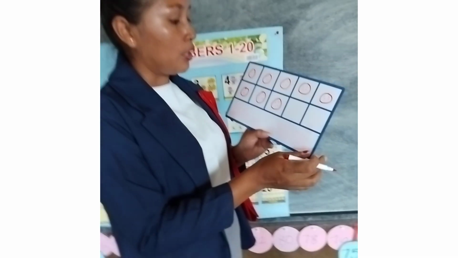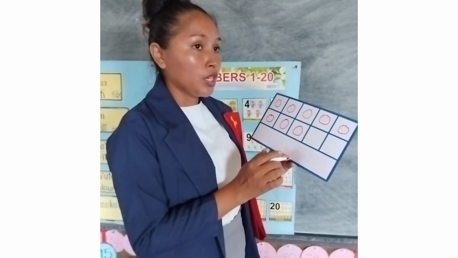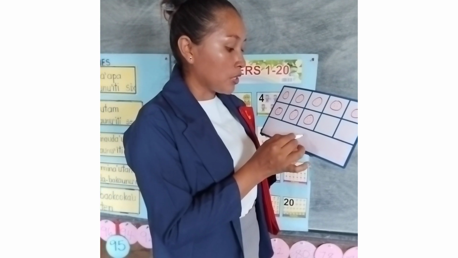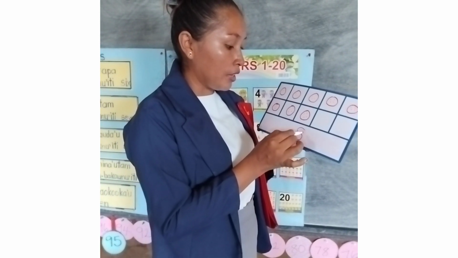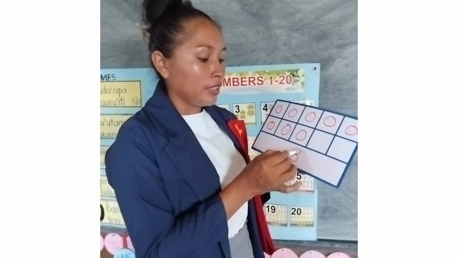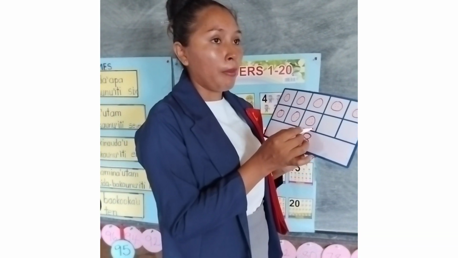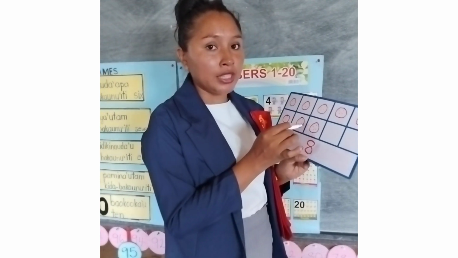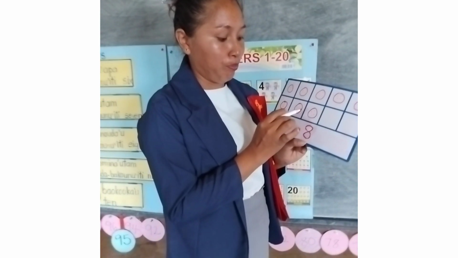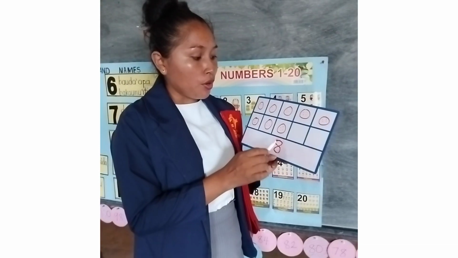Then I would ask the learner, how many buttons did you draw on the 10 frame? By then the child should be able to say, Miss, I drew 8 buttons. Now can you write number 8 for me? Yes. By then the child would be able to draw numeral 8 to represent the number of objects drawn on the 10 frame. So this is pictorially representing the quantity.